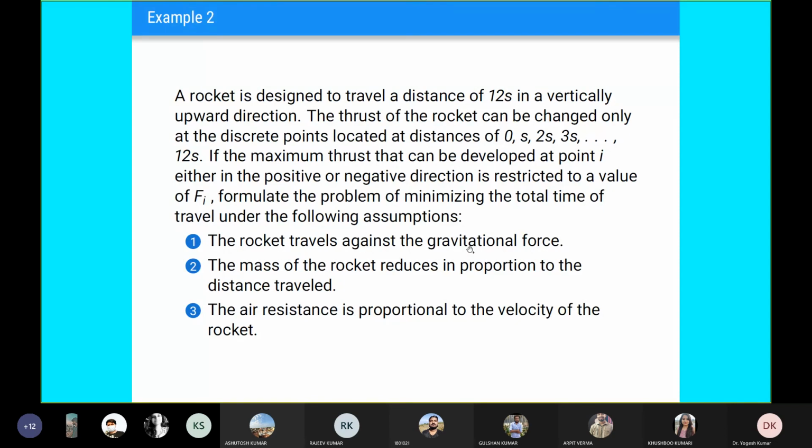under the following assumptions. The rocket travels against the gravitational force. The mass of the rocket reduces in proportion to the distance traveled. The air resistance is proportional to the velocity of the rocket.